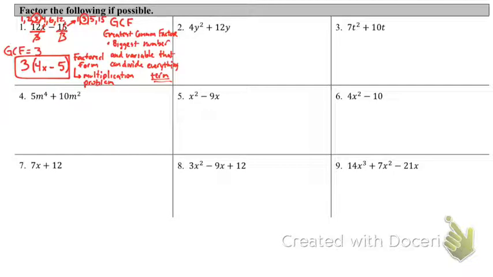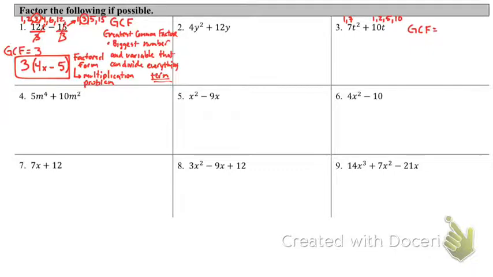Okay, we want to factor this, again, using GCF. So I'm going to make a list of numbers that divide 7. This one's easy. It's 1 and 7. A list of numbers that divide 10. It's 1, 2, 5, 10. And if you notice, they have nothing in common. So that means we do not have a number GCF.